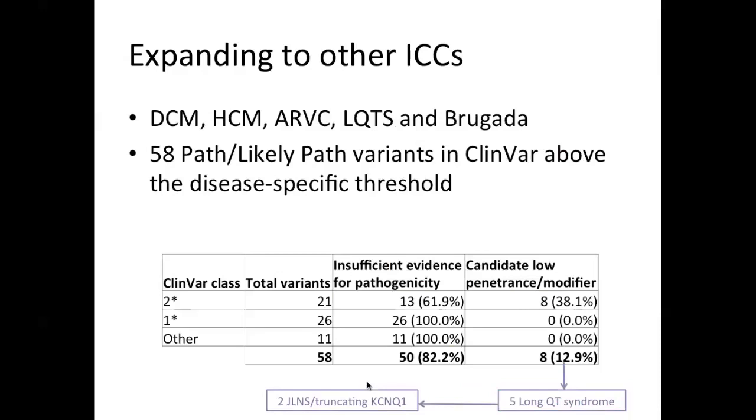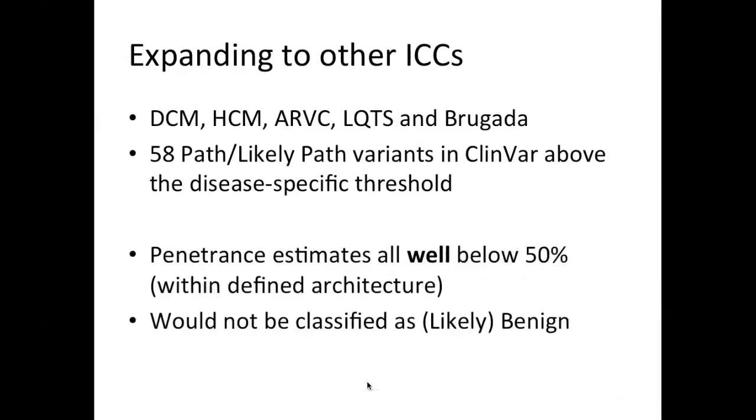And particularly, a couple of these variants recapitulate a known low penetrance mechanism in long QT, in that in homozygous form, these variants cause Jervell and Lange-Nielsen syndrome, but in heterozygous form, there's low penetrance in the carrier relatives. So crucially, for these 8 variants, when we calculated the penetrance of them, they were all well below, including the upper confidence interval, well below the 50% threshold that we defined within our architecture.